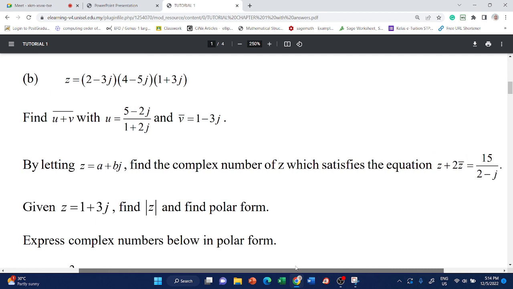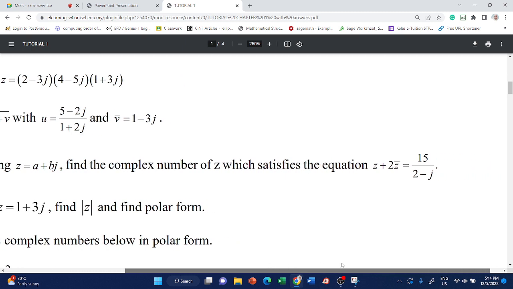They just want to know what is AB. That's all. Okay, it's something like this, similar to the previous one. Do the left hand side, right? You do the left hand side. Your z is your a plus bj, yeah.